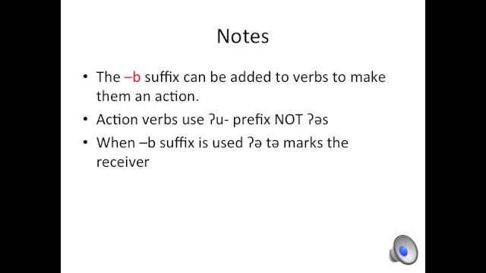So the notes to remember: when you put the be suffix at the end of a conditional verb, it turns them into an action. And when you have an action verb, you make sure to use the o prefix because us is not used with action verbs. And also when you have the be suffix, ata is going to mark the receiver. The receiver is the thing that is receiving the action. So what is being done to? What is being fried? What is being opened?